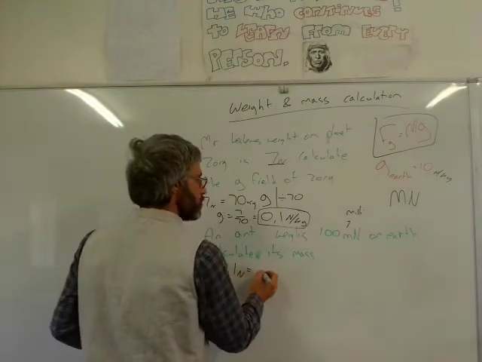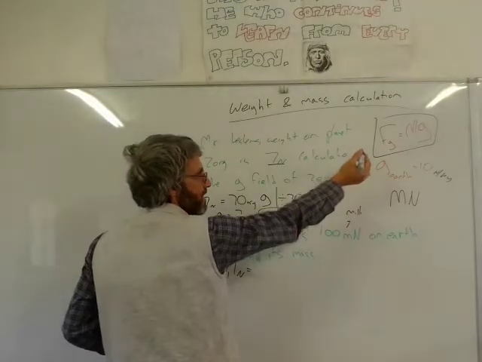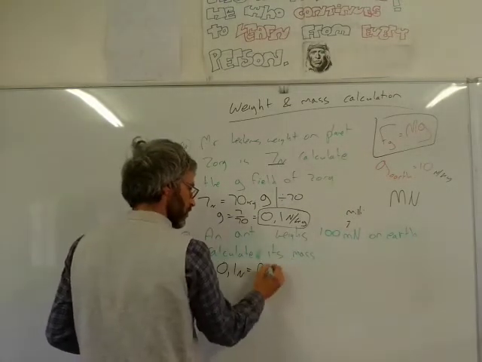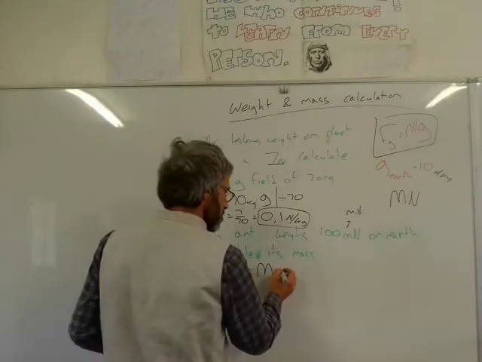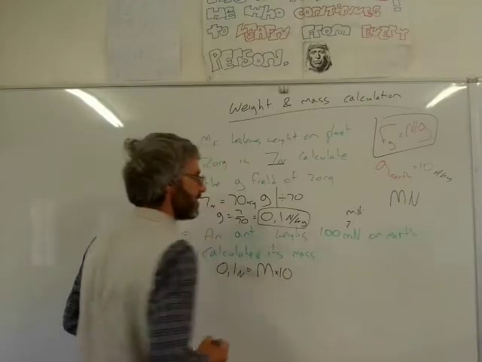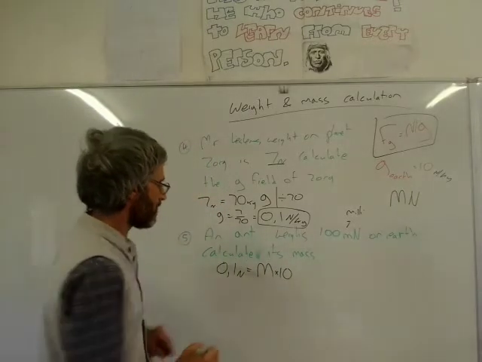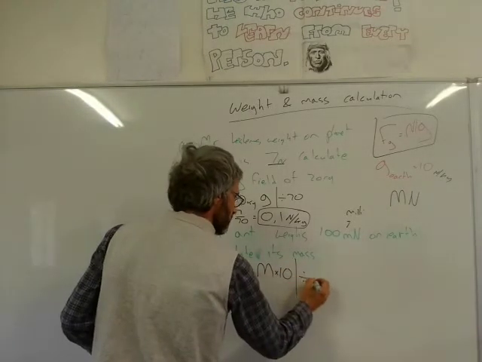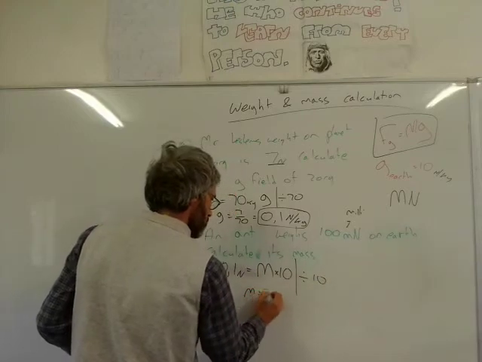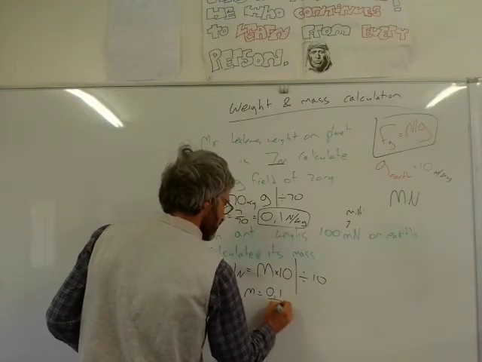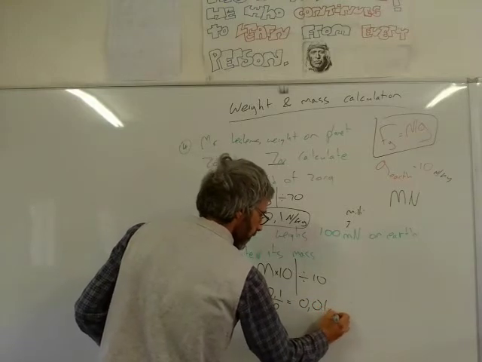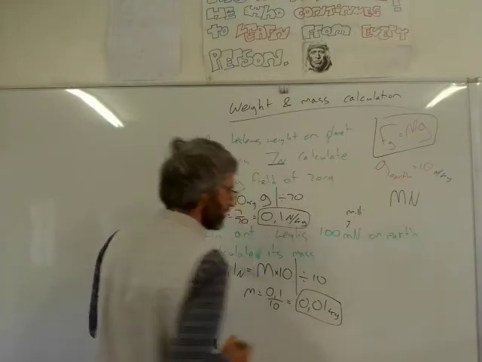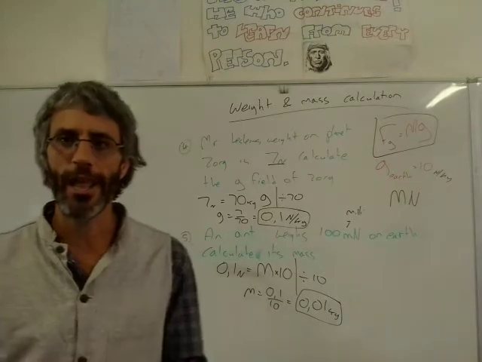Now, that is equal to the mass. Do I know what the mass is? No. That's what I'm trying to calculate. So I'll write m times g. What is g? g is 10. Gravitational field on Earth is 10. So I want to find out what the mass is. I'm going to divide by 10. m equals 0.1 divided by 10. The mass is 0.01 kilogram.